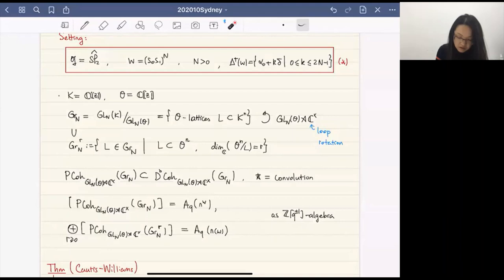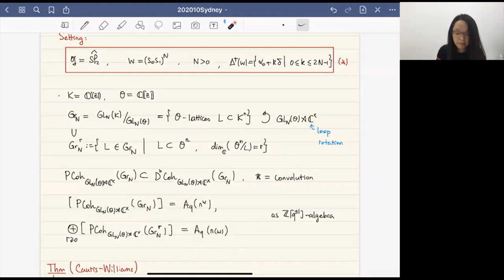Anyway, you can define a proper subscheme inside Gr_N, and then the orbits on the affine Grassmannian have even dimension, and it makes sense to define equivariant perverse coherent sheaves on this affine Grassmannian. It has the convolution product, and it can be shown that if you take the whole category of perverse coherent sheaves on the affine Grassmannian, then as a ring with this convolution product, it is the same as the quantum unipotent cell for this N upper w. And then inside, if you only take those which are supported on these Gr_N^R for positive R, the Grothendieck ring corresponds to A_q(n(w)).